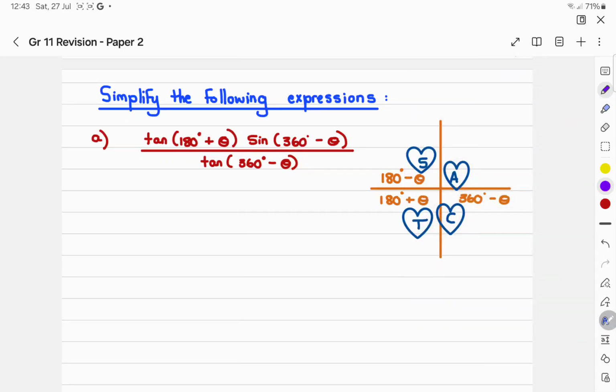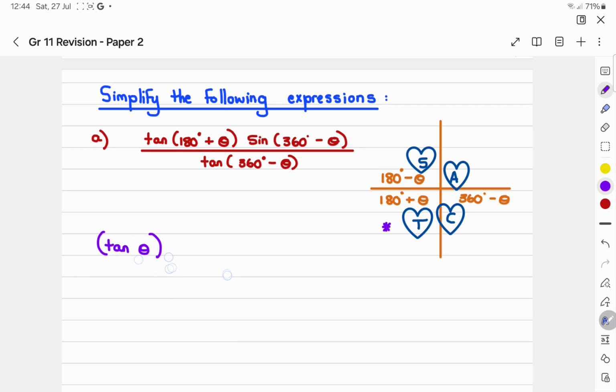So the reduction formula is where we use 180 minus, 180 plus, 360 minus. There's nothing really to remember about it. You just write up your CAST diagram and you see which quadrant does it lie, and is it positive or is it negative over there. So very straightforward. So tan 180 plus, you can see it's over here and it is positive.